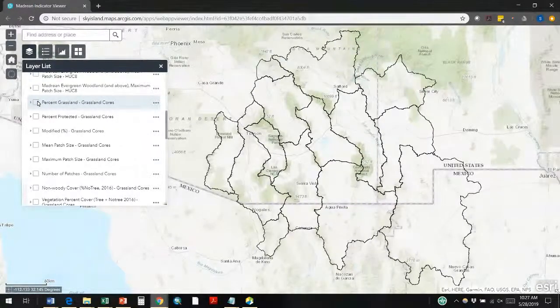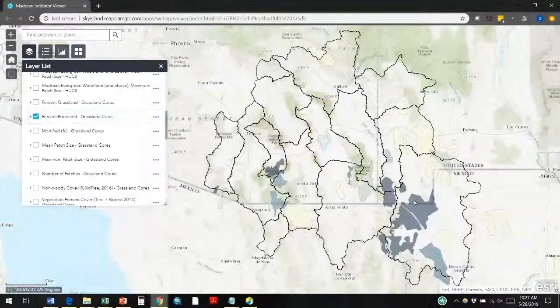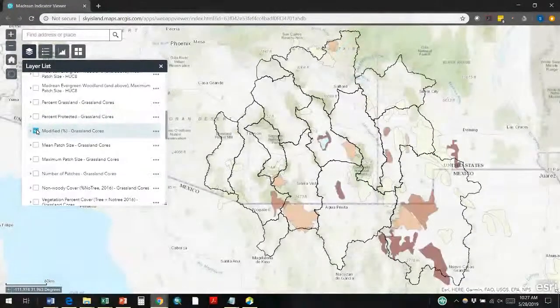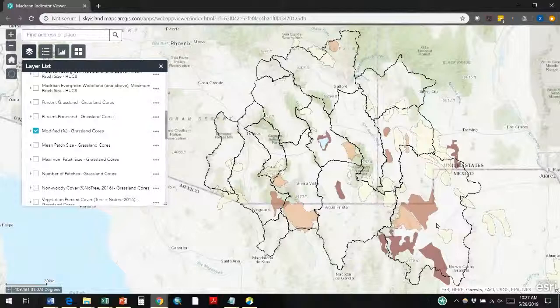And then the percent protected based on some of those GAP protection status. So this is wilderness and similar sort of areas in the U.S. and then national parks in Mexico. And then we have the percent of the grassland cores that is modified. So you can see some of these areas are pretty heavily modified down here, maybe croplands. You kind of see that same thing around Wilcox Playa here.